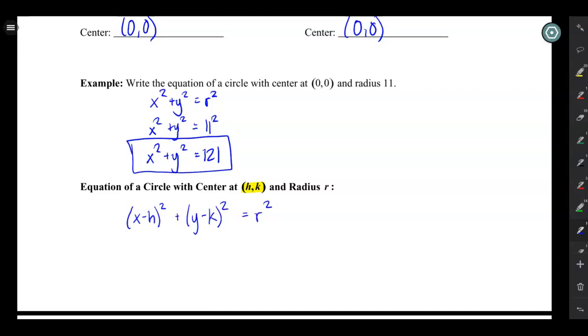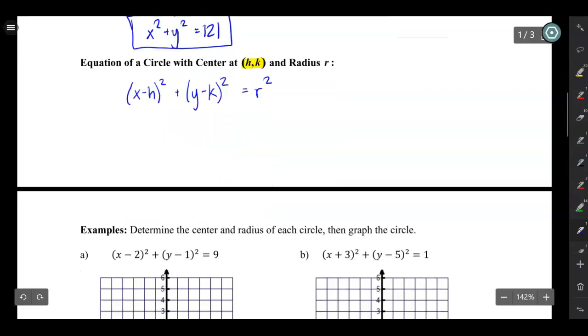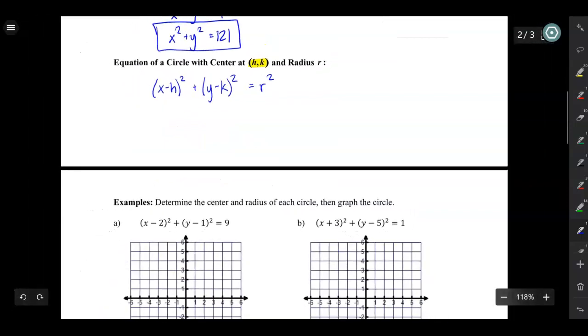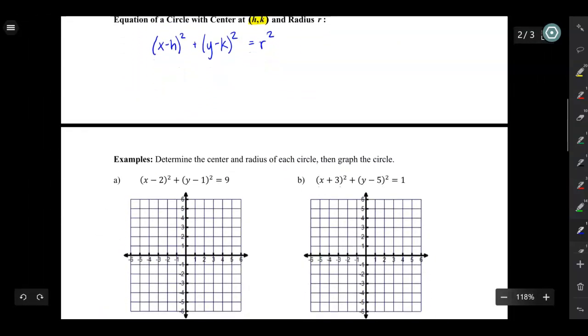And this equation is going to allow us to switch around the center of the circle and move the circle around on our graph. So I'm going to zoom out so that we can see both the equation that we just wrote down as well as the equations that we're working with. In these examples, we are going to determine the center and the radius of the circle and then use that information to graph it. So in example A, I have (x minus 2) squared plus (y minus 1) squared is equal to 9.